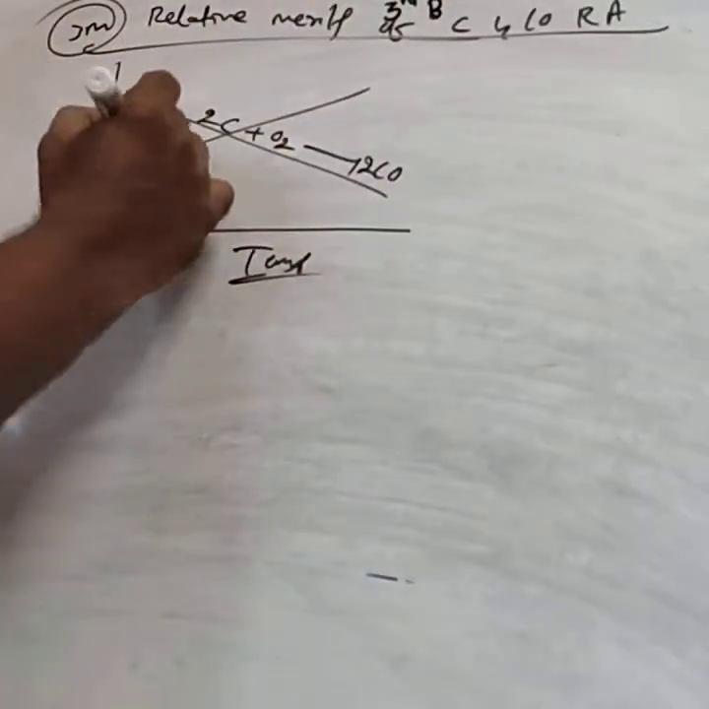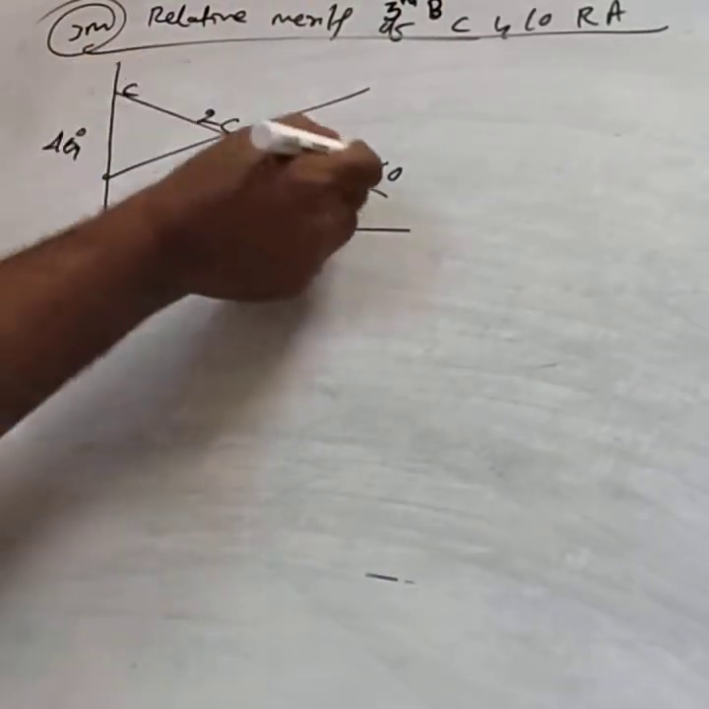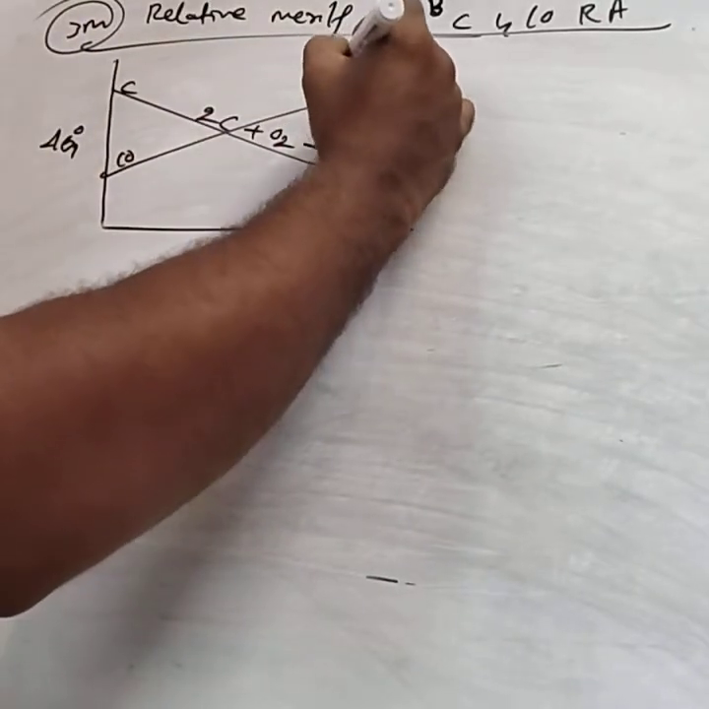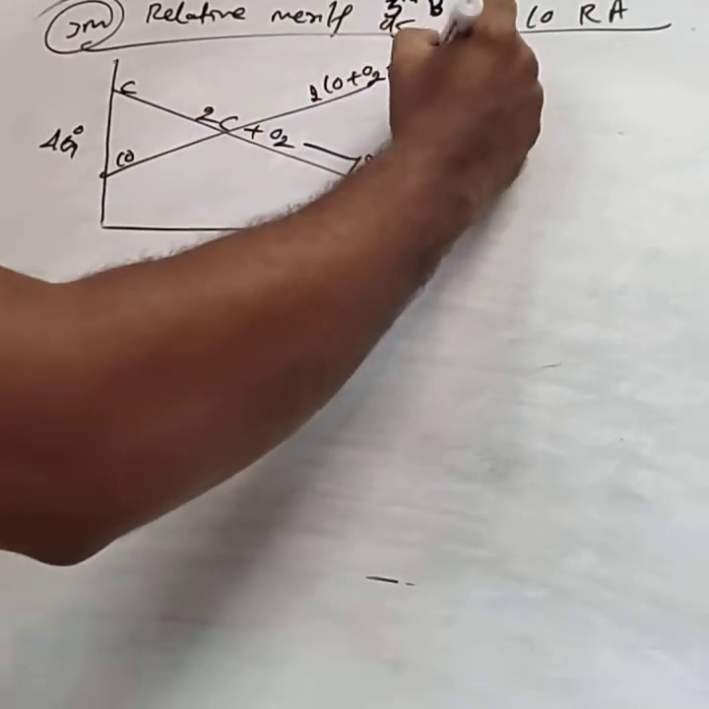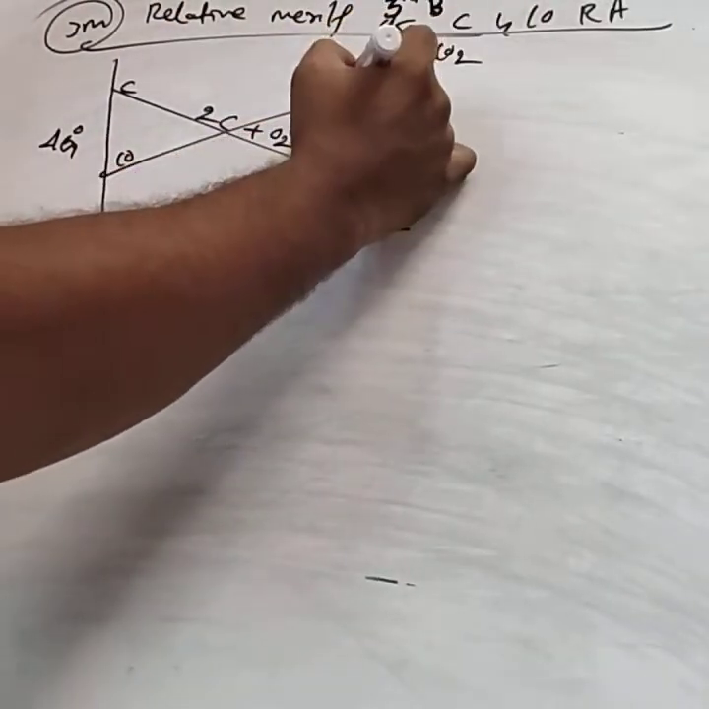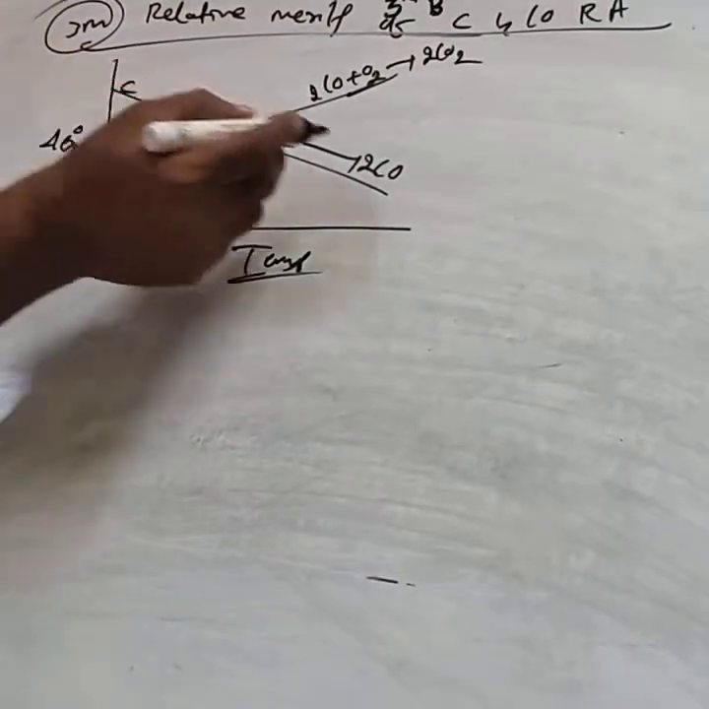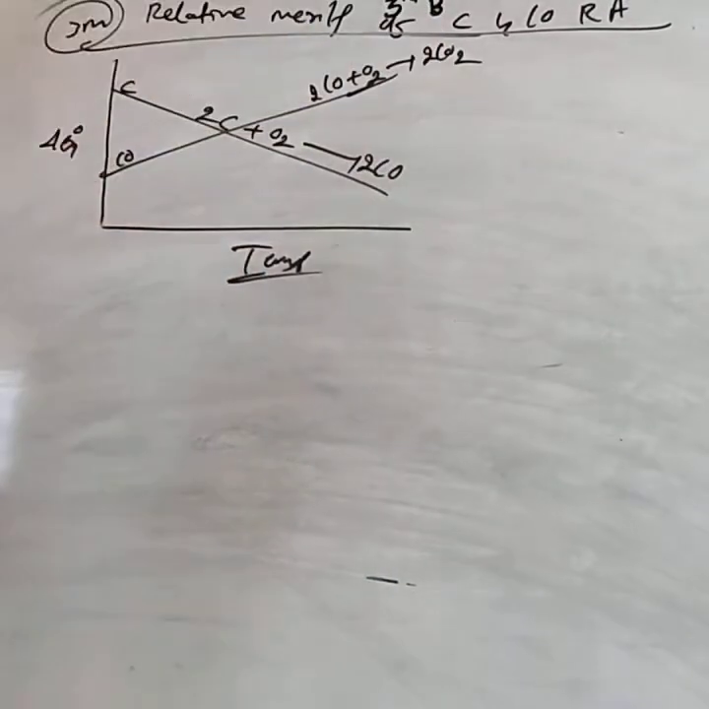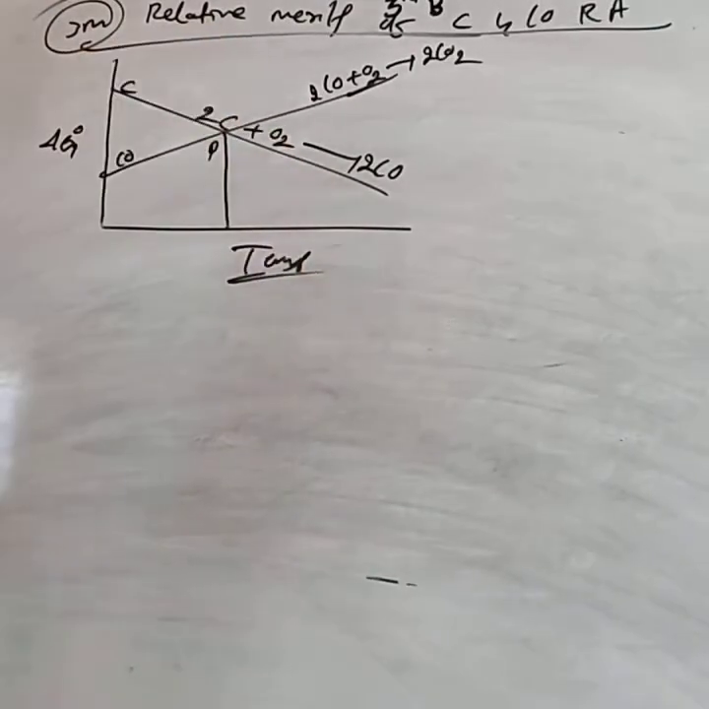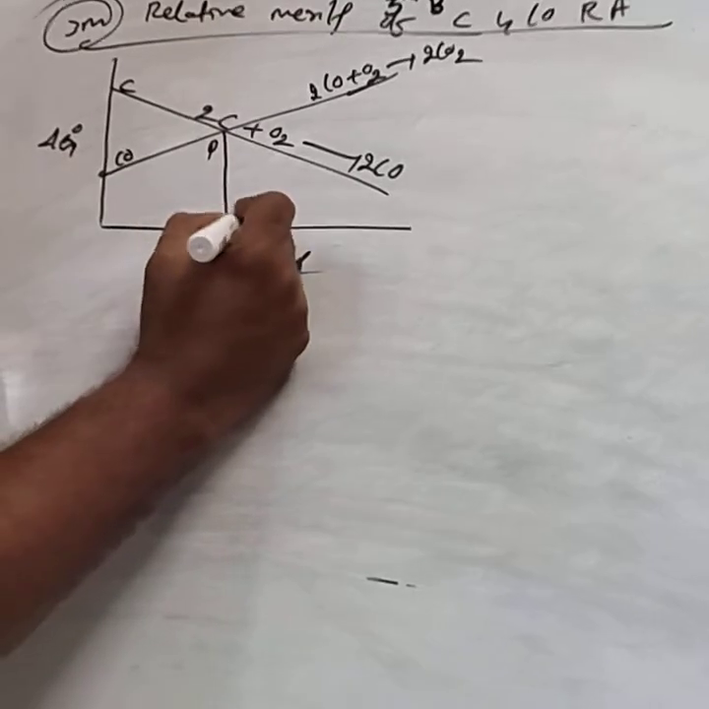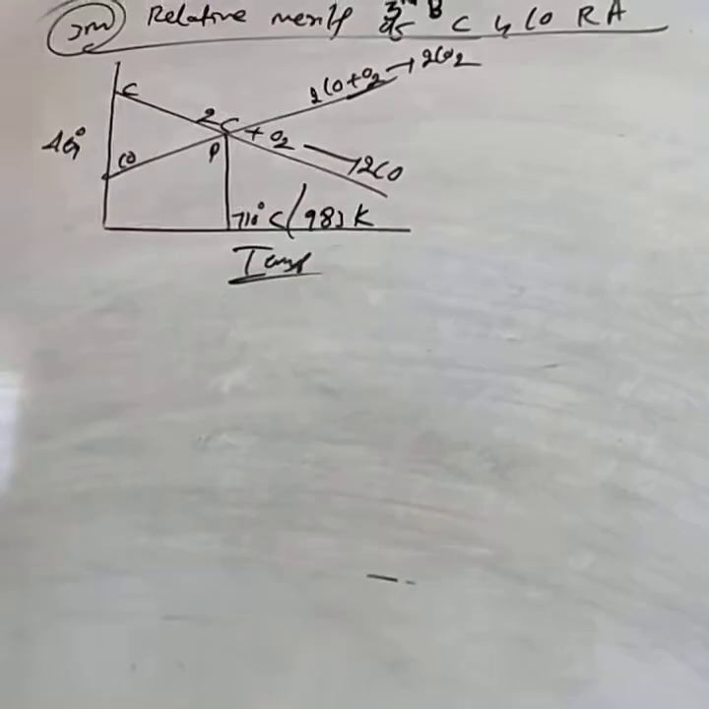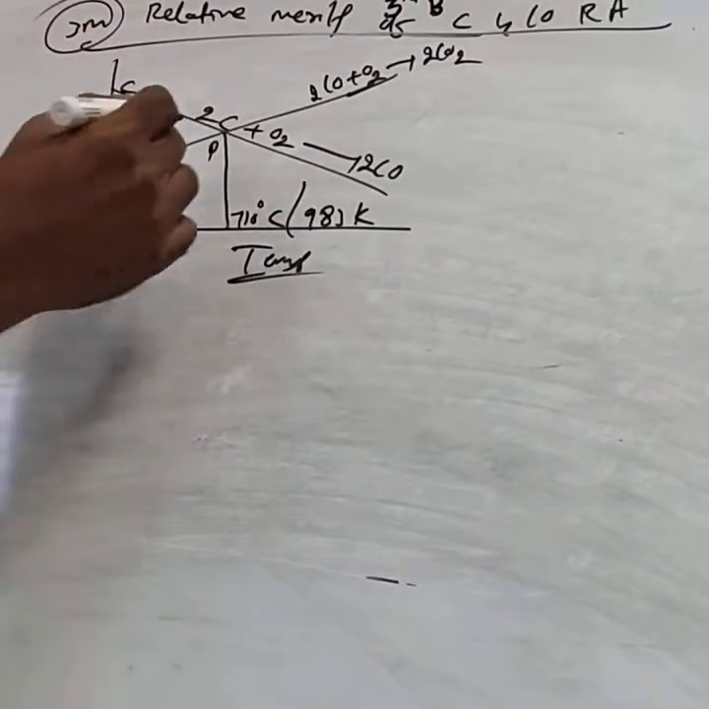And this other line is CO converted into CO2: 2CO plus O2 converted into 2CO2. These two lines meet at a point P. That temperature corresponds to 710 degrees Celsius or 983 Kelvin. You observe this temperature.